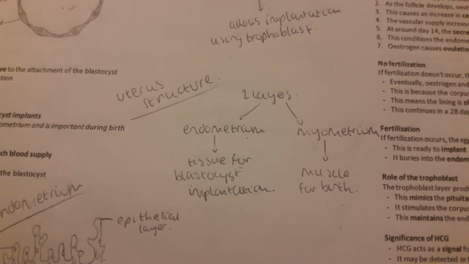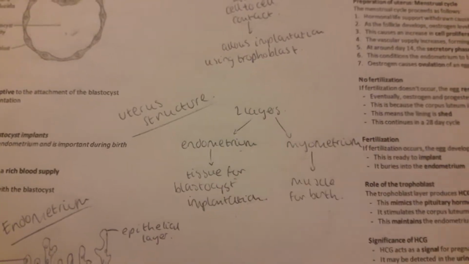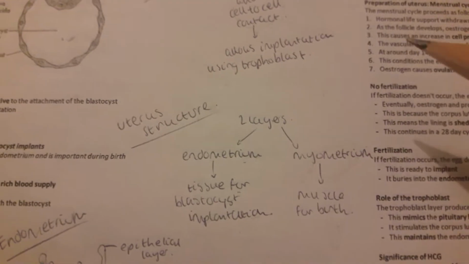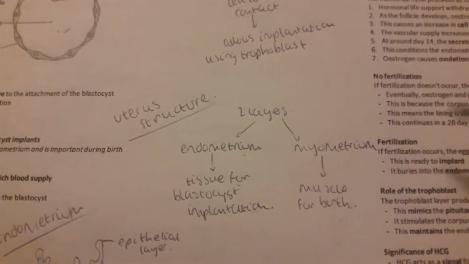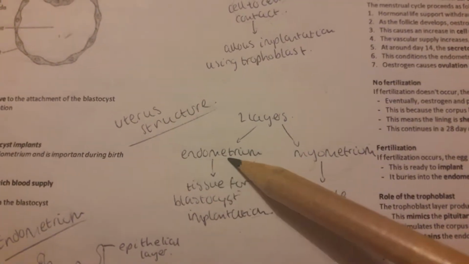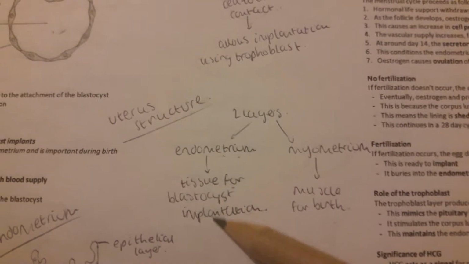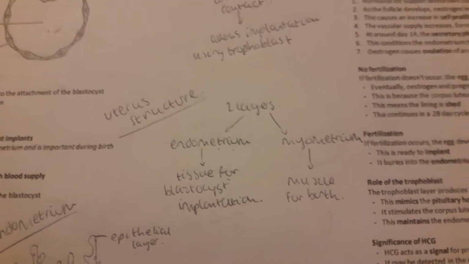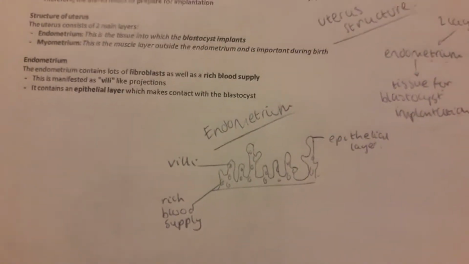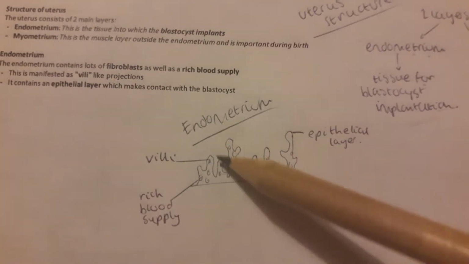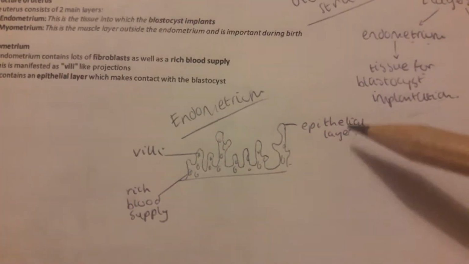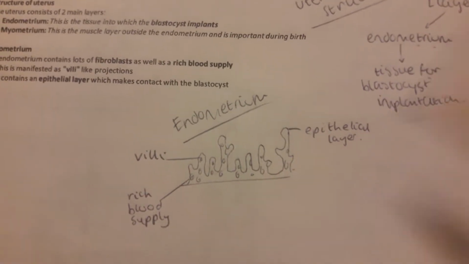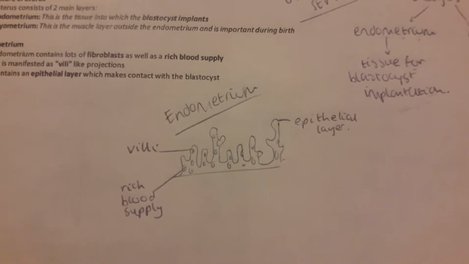So before we talk about implantation, I'm going to talk about the uterus and the menstrual cycle. In terms of the uterus, there's actually 3 layers which I learned today in lecture, but there's 2 layers that you need to know about in year 1, I guess. The endometrium, which is the tissue for blastocyst implantation, and there's the myometrium, myo meaning muscle, and it's the muscle for birth. If we have a closer look at the endometrium, you can see that it's got villi to increase surface area, I guess, which has an epithelial layer, and it's also got a rich blood supply, which varies as you go through the menstrual cycle.